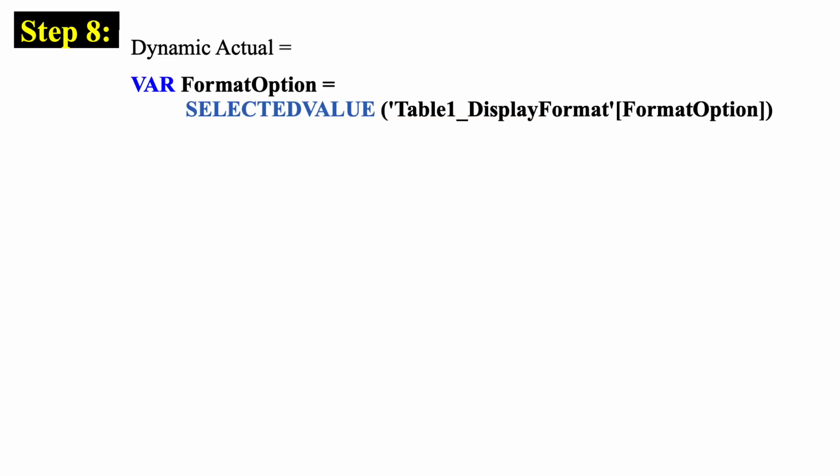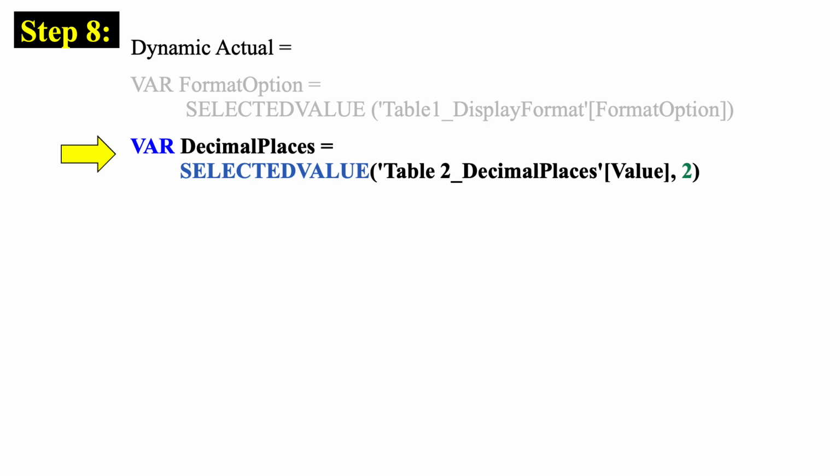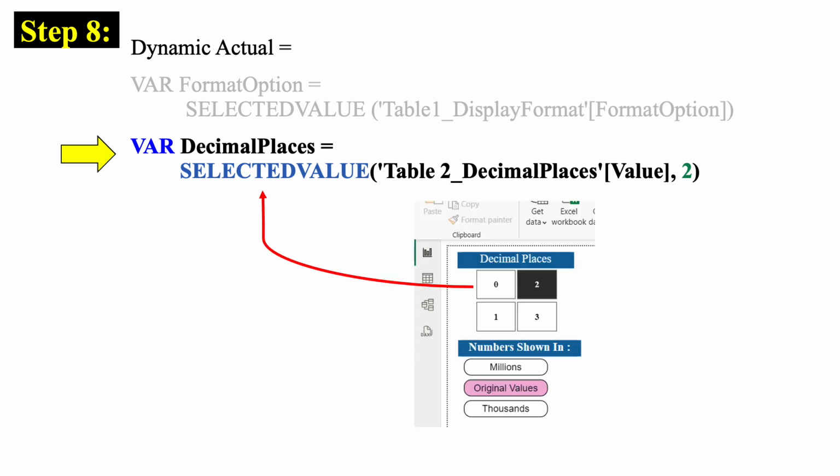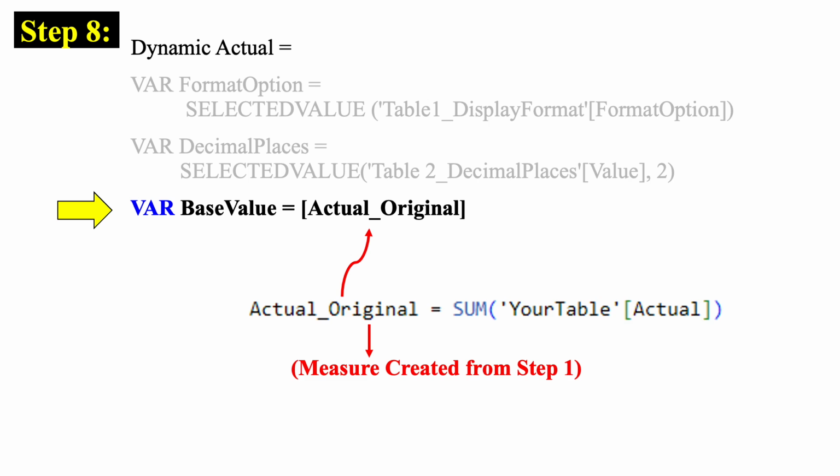First, let's create a variable called format option that uses the selected value function. What it does is that it reflects and returns whatever we selected in the filter. And then we're going to do the same thing and create another variable to return the value we selected from another filter for decimal places. And now we will create one more variable for the base value, which equals to the measure we created from step 1 for actual original.